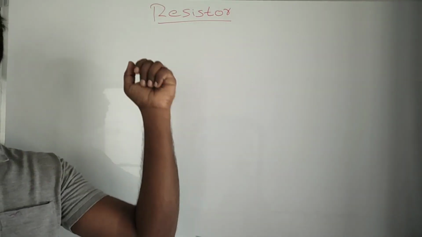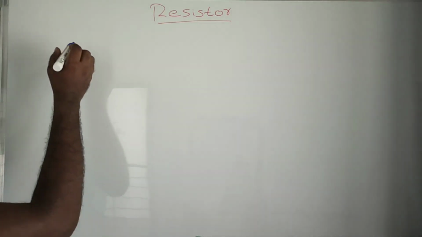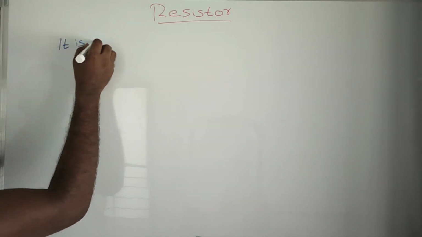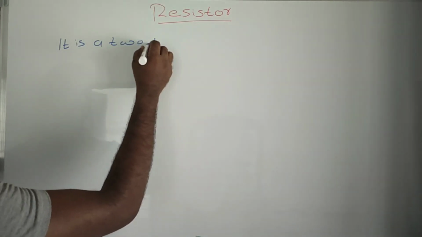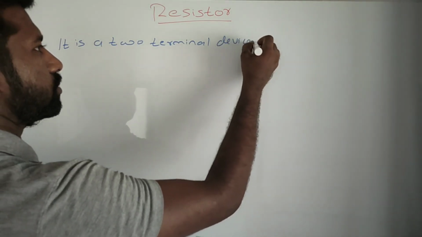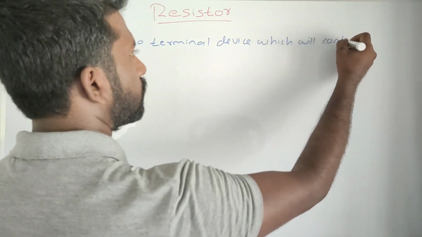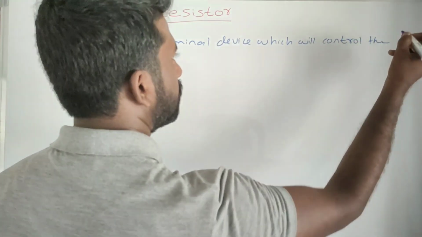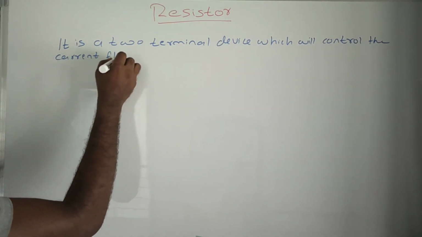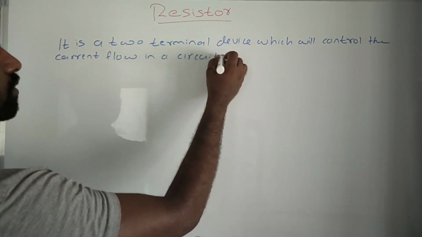In this video I am going to discuss about resistor. What is a resistor? A resistor is a two-terminal device which will control the current flow in a circuit element.